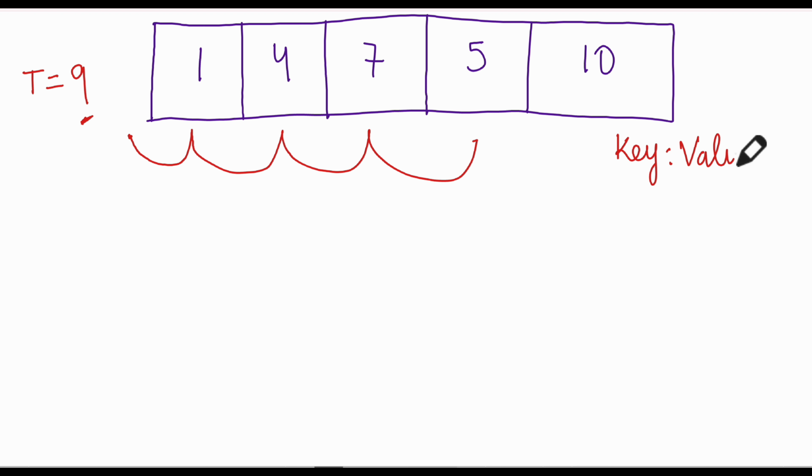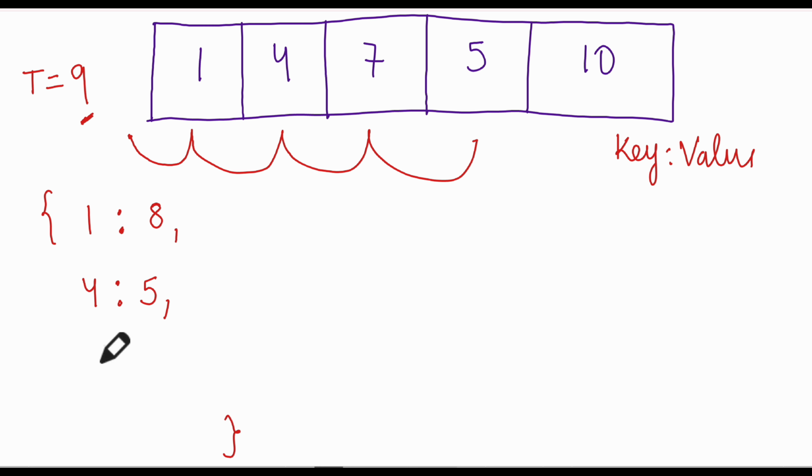Now the key will be each of the elements, for example 1, 4, 5, 7, 10, and the value will be the absolute difference from 9. So what I'm eventually going to create is a dictionary. For example, when I come to 1, the absolute difference of 1 with 9 is 8, so this will be stored as key 1, value 8. Now 4 will be stored as the difference of 4 from 9, which is 5.